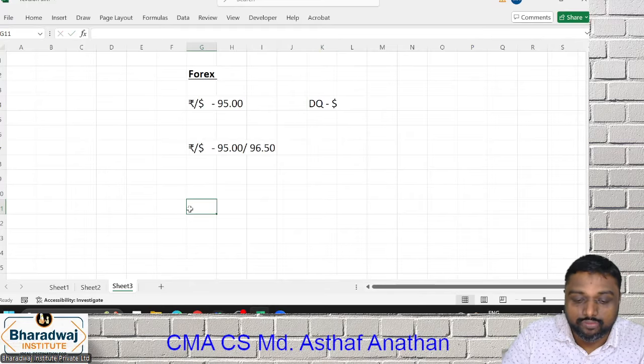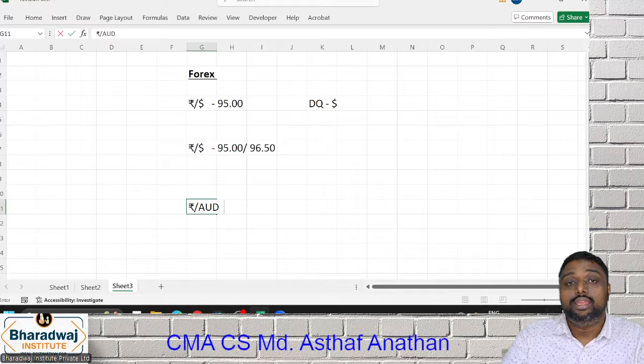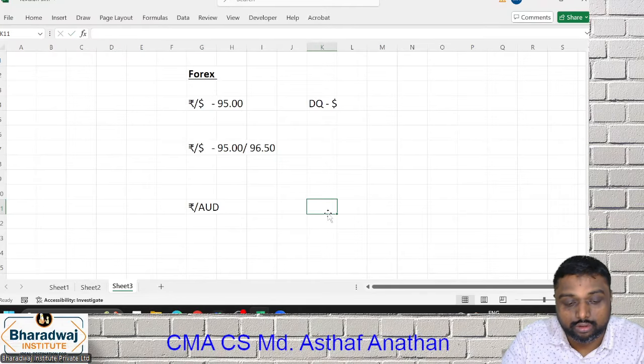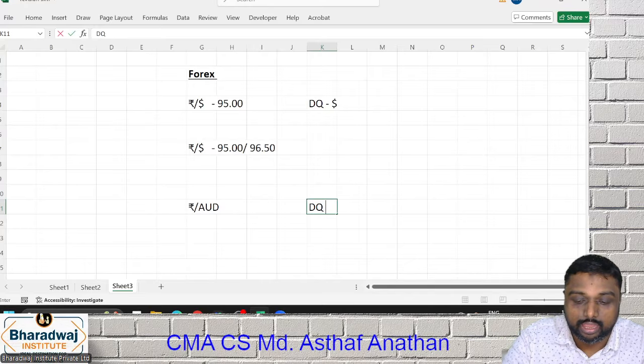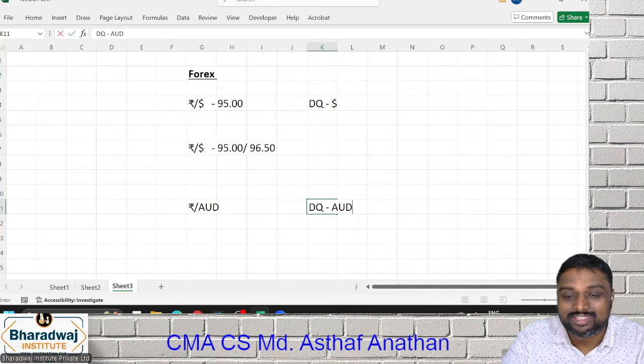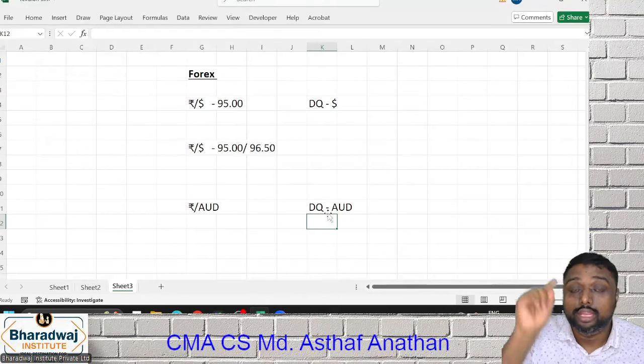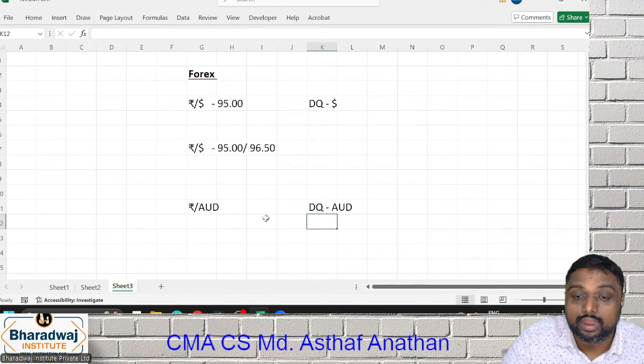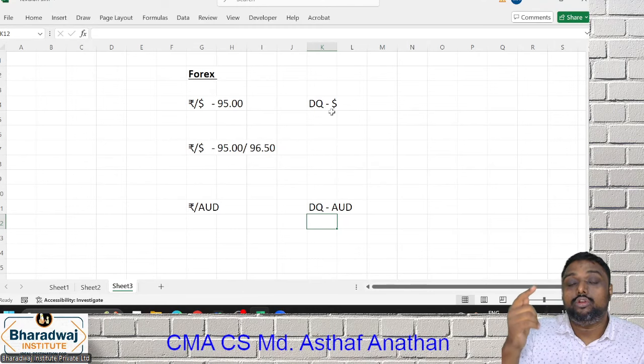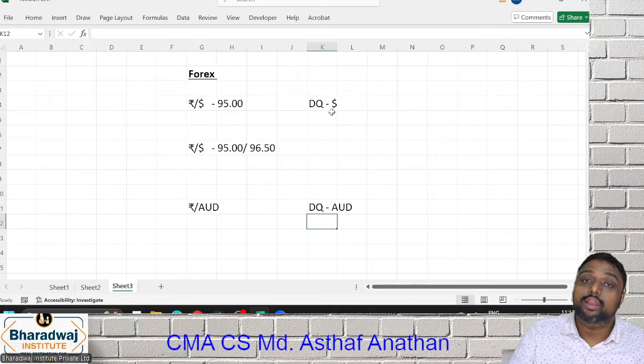Again, same way, if you take rupees per AUD, what is the expression here? Here per Australian dollar it is expressed. So we can say the direct quote is AUD. These are all things you know. Still, I just want to give you a small intro. Another main thing: you want to know not what is for $1, you want to know what is for 1 rupee. Then what do you have to do?